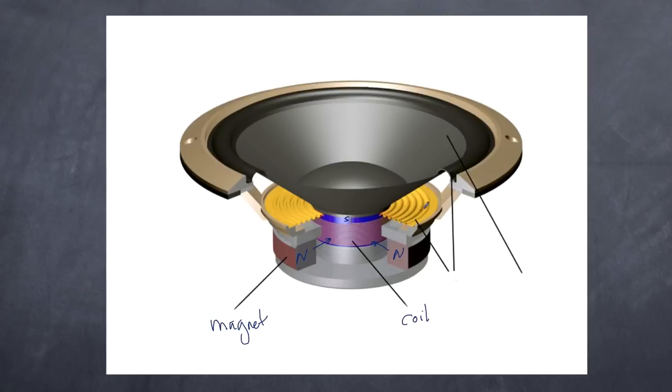Then we also over here have the suspension. All the suspension does is support all of this but allow it to freely move up and down, and that'll become important in a moment. And lastly we have here what we call the diaphragm. And the diaphragm again will be important when we see how all this works. So let's have a closer look in terms of the physics.